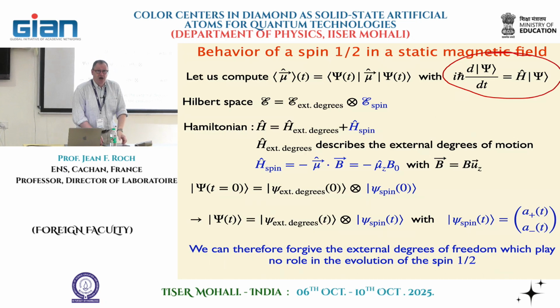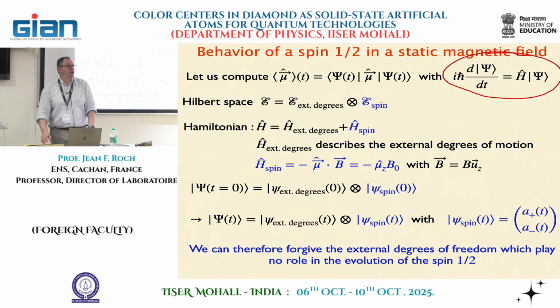As you may know, what I neglected at that stage, and it will again be important to remember when we describe other defects in diamond, is that in this description I do not take into account, for instance, the spin-orbit coupling.